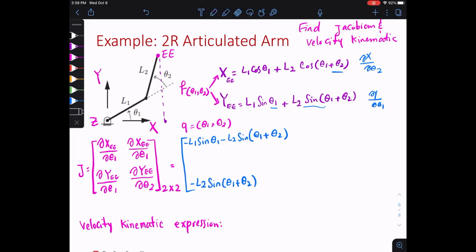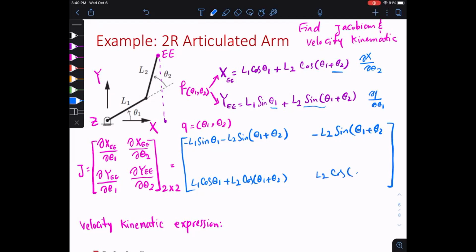So F2 with respect to theta 1 and theta 2. Great. All right, now let's do this again. Just read to me what's the solution. So this is theta 2. Okay, we all agree on that one. So x with respect to theta 2 is negative L2 sine of theta 1 plus theta 2. Now it makes sense. And then let's check this one. This is L1 cosine of theta 1 plus L2 cosine of theta 1 plus theta 2. Great. And this one is L2 cosine of theta 1 plus theta 2. Beautiful. All right, so this is our Jacobian finally.